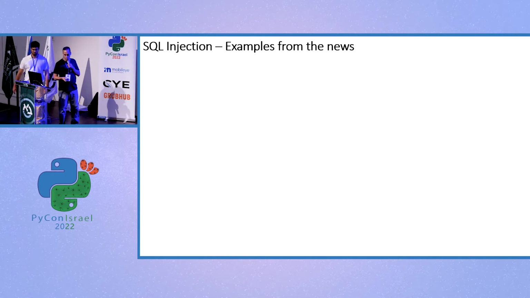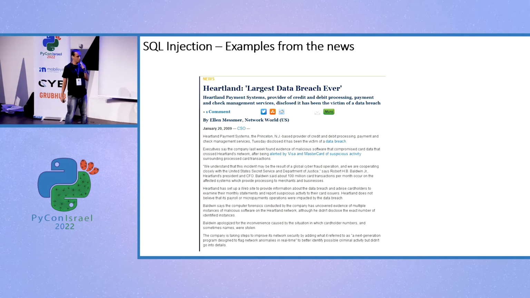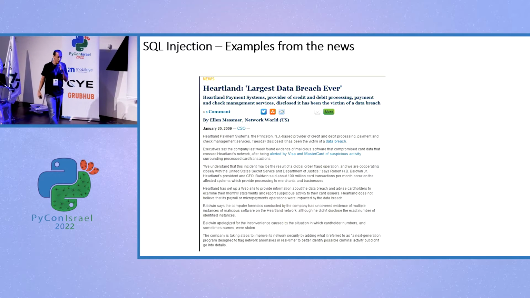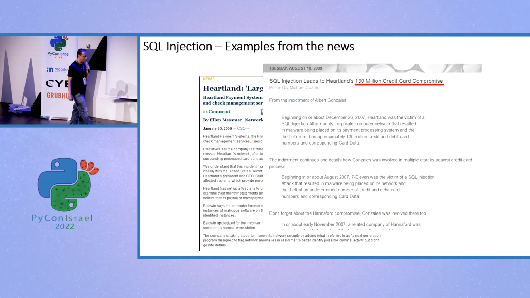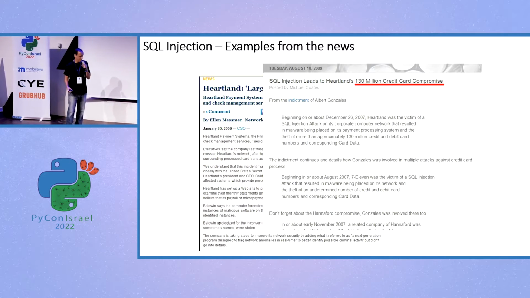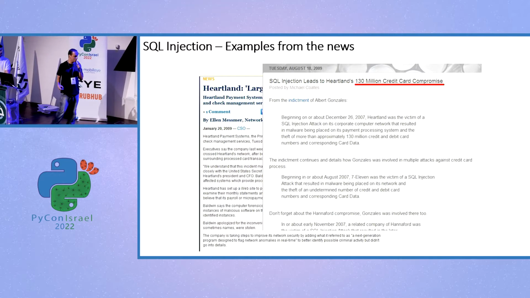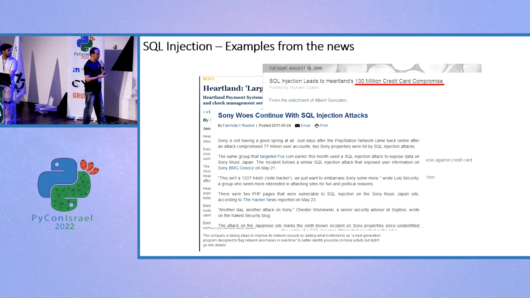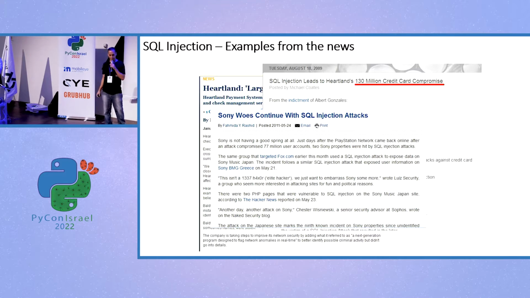Some examples from the news. Heartland is a payment company provider that works with MasterCard and Visa, and it was the largest data breach ever. It still is the largest credit card leak ever, when 130 million credit cards were compromised 12 years ago. They were fined $250 million by MasterCard and Visa, almost $2 per card. Sony was also struck 11 years ago with SQL injection. Luckily for them, it was not 130 million, only 77 million.